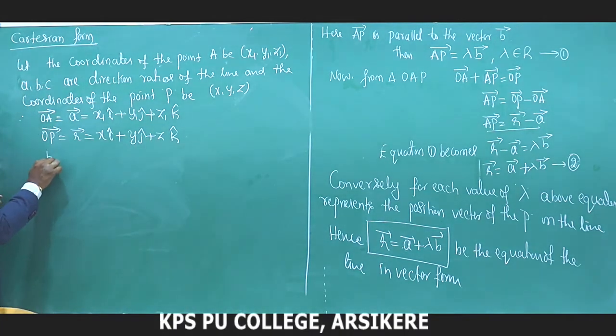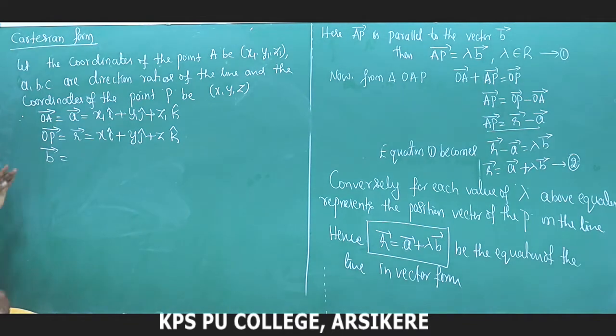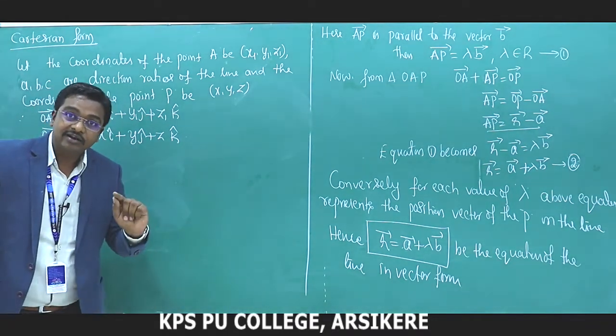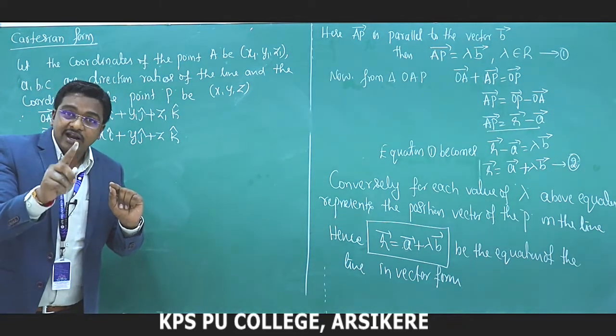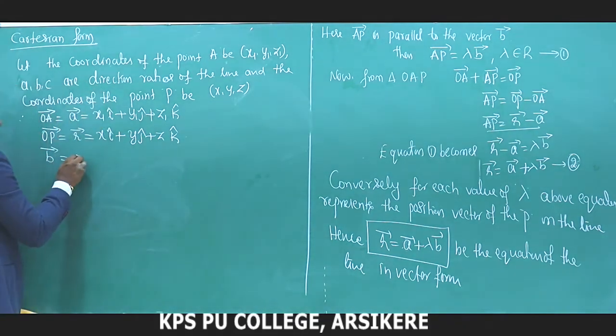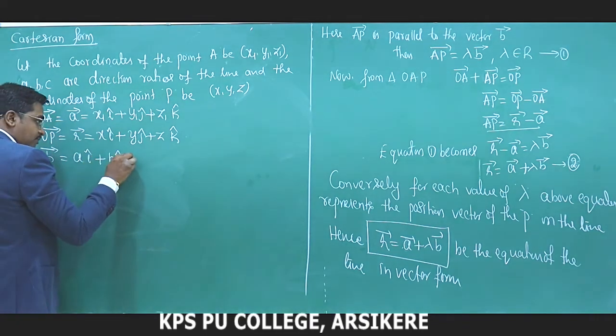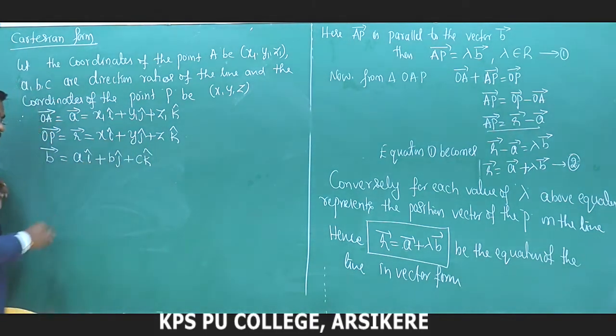And vector B, this is very important. A, B, C are direction ratios of the line. Then the vector parallel to the given line becomes vector B is equal to A into i cap plus B into j cap plus C into k cap.